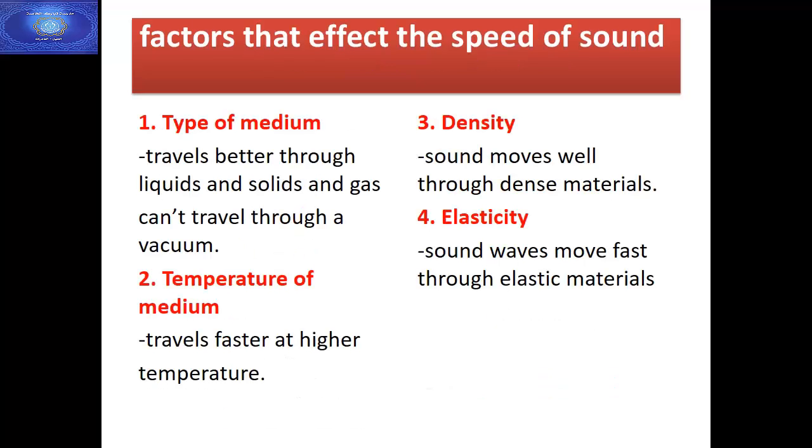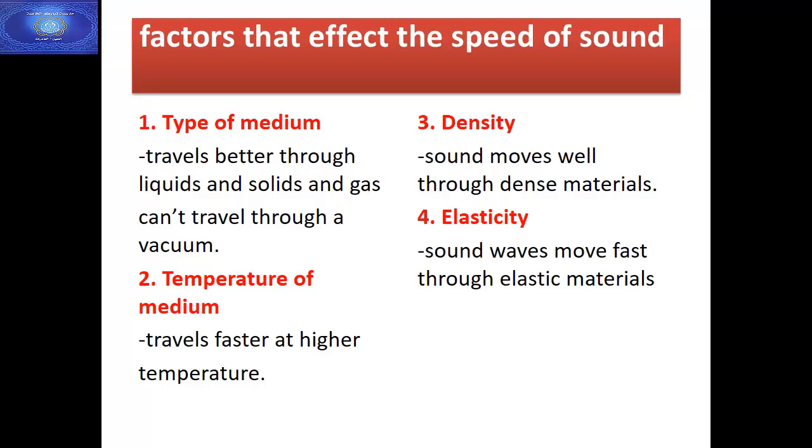After that, factors affecting the speed of sound. We have four factors affecting the speed of sound. First one, type of medium. Sound travels better through liquids and solids, and cannot travel through a vacuum. So sound needs a medium to travel through, but it travels faster in solids, after that in liquids, and the lowest speed in gas.